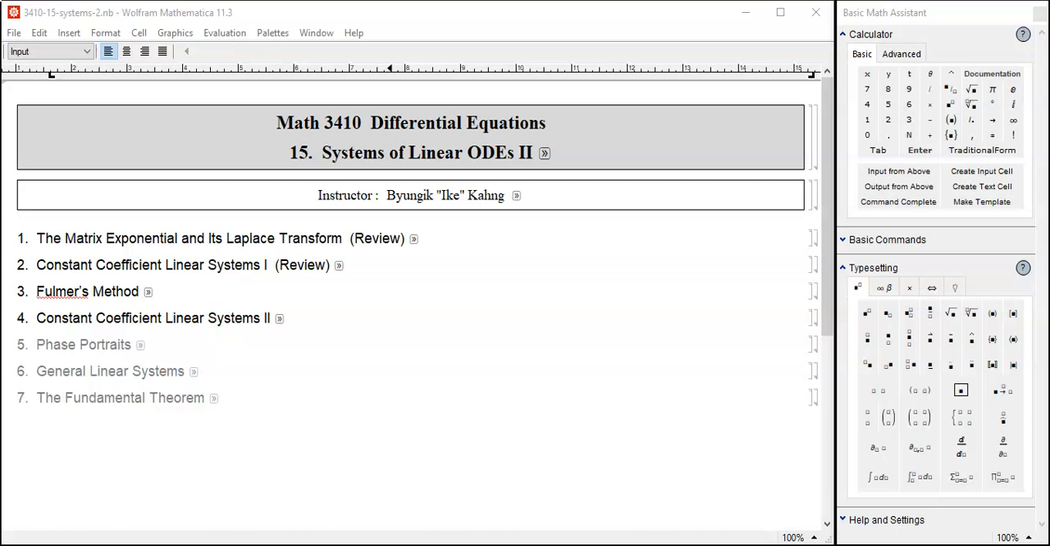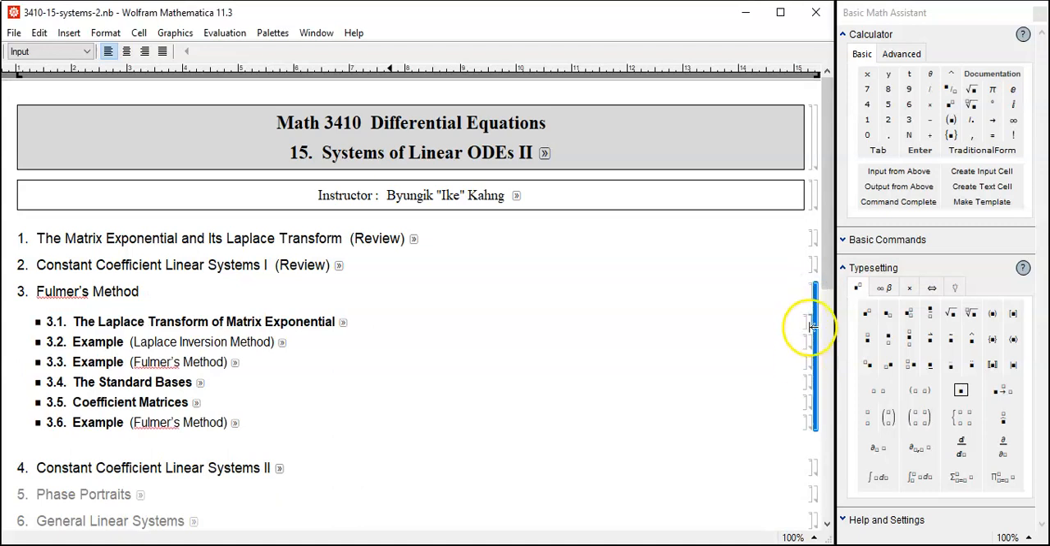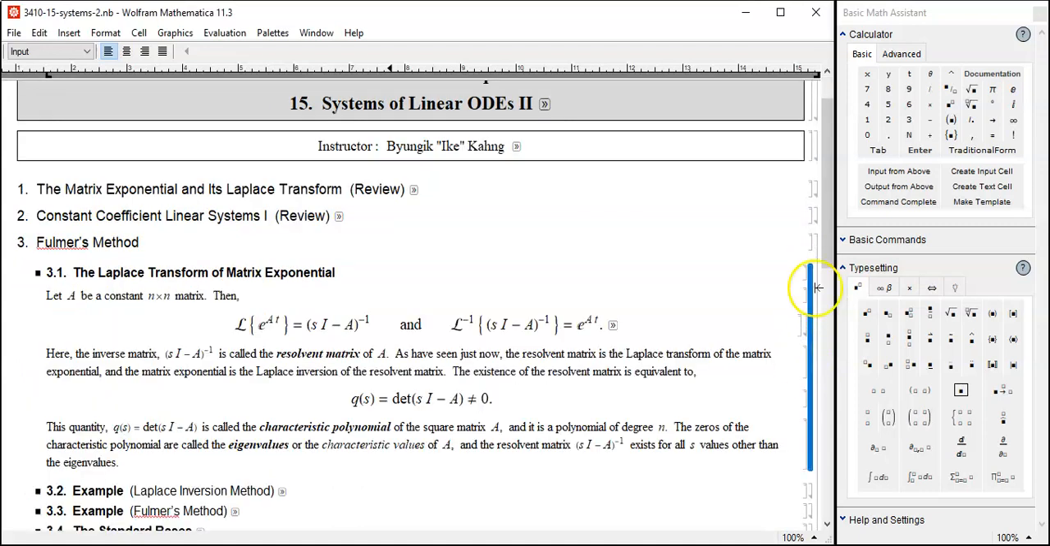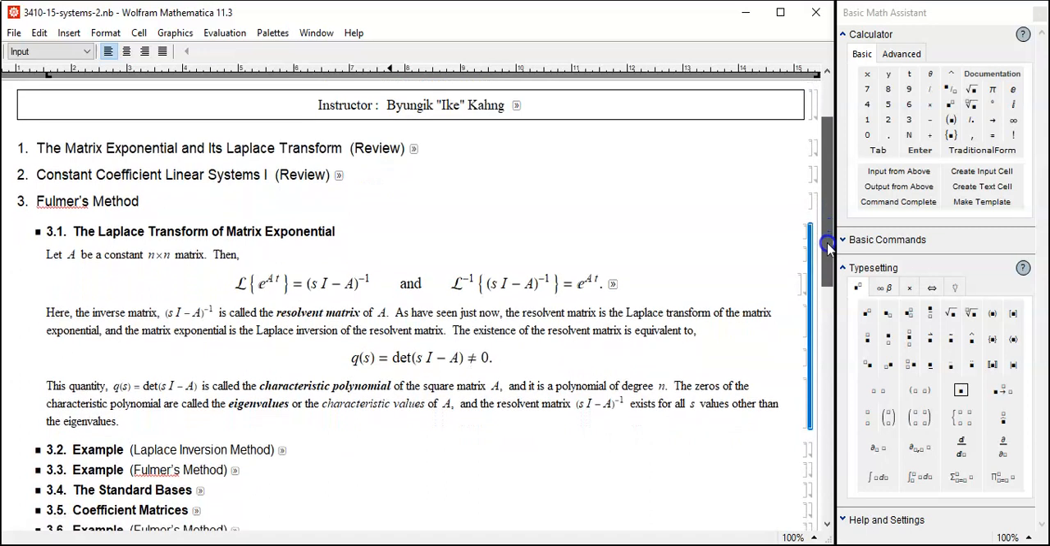Now, finally, let's begin section 3 of this notebook, and for many students, this is going to be the starting point of lesson 15. Let's discuss Fulmer's method. Fulmer's method is an alternative way to calculate the matrix exponential. So let's begin with a partial review.